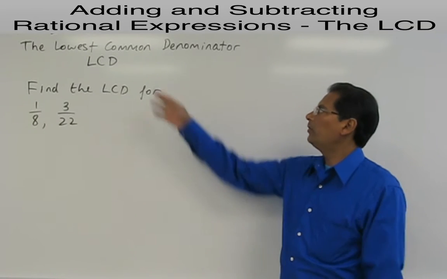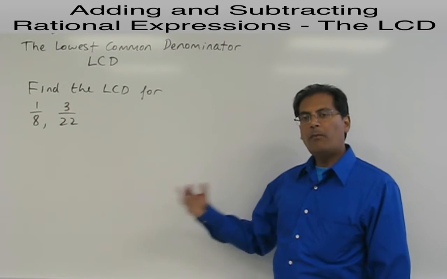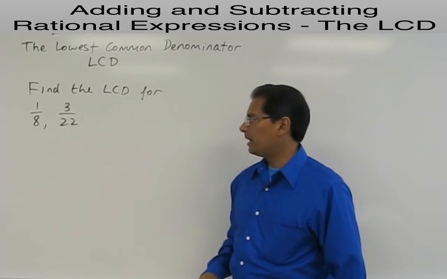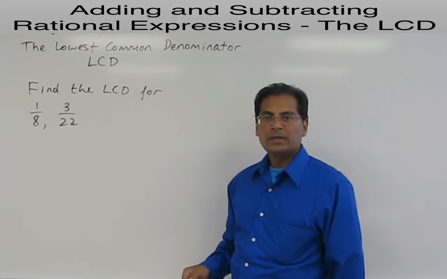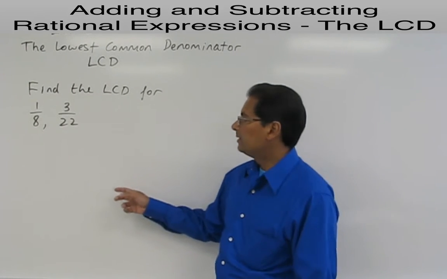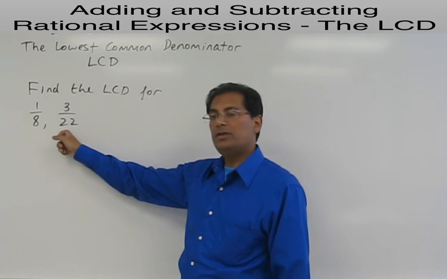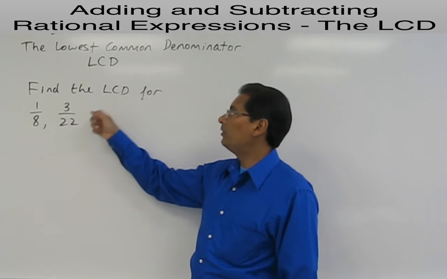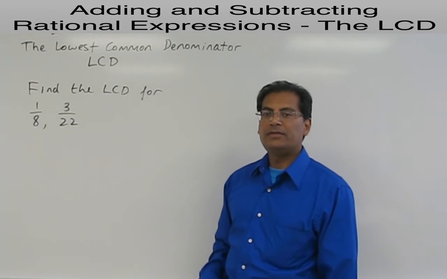The LCD, the lowest common denominator. How do you find an LCD? Well, let's go back to fractions. Let's find the LCD for this pair of fractions, 1/8 and 3/22. If we want to find an LCD, what we need to find is the lowest number that the denominators 8 and 22 will divide into. So the LCD is the lowest common denominator, the lowest number that your denominators will divide into.